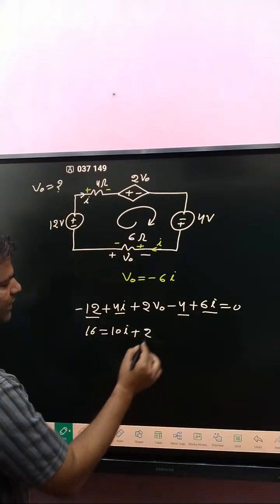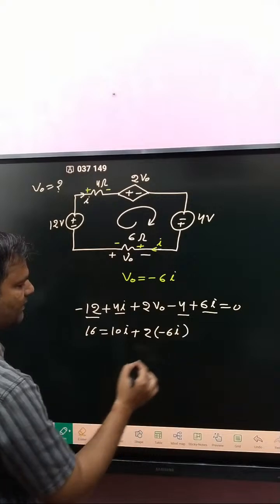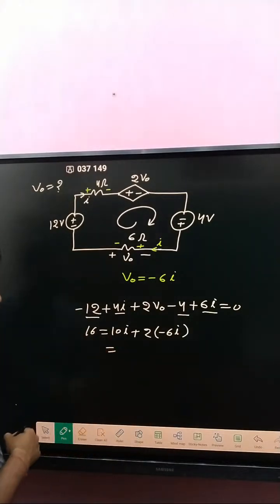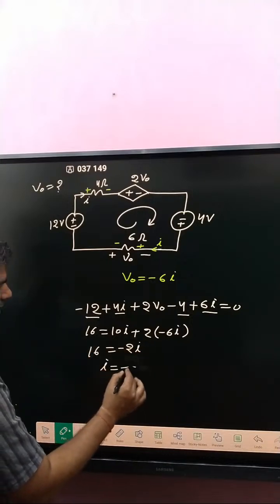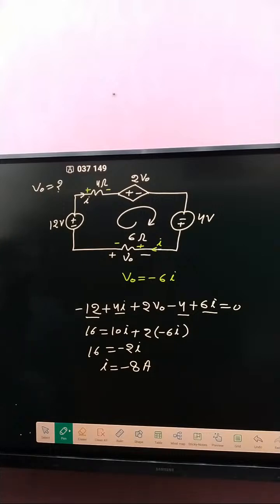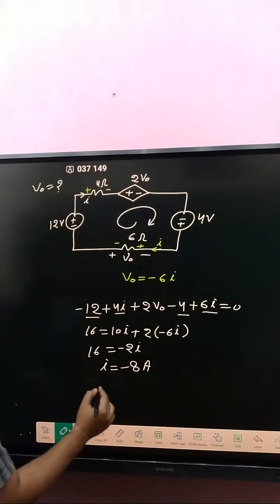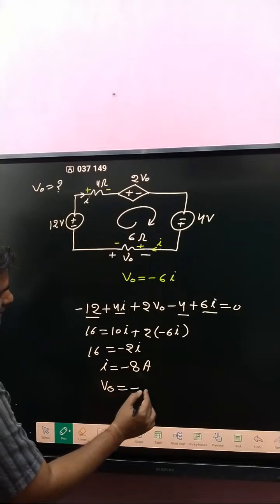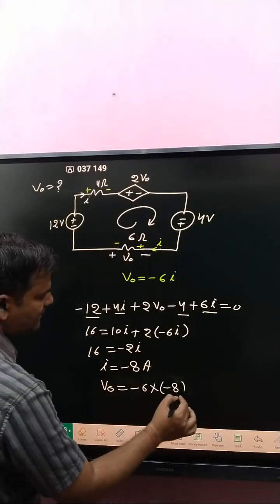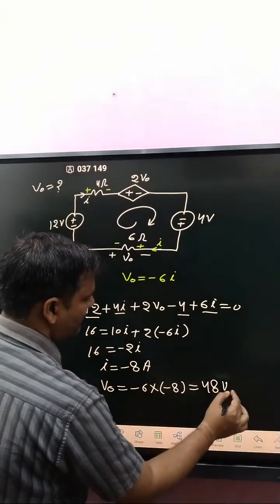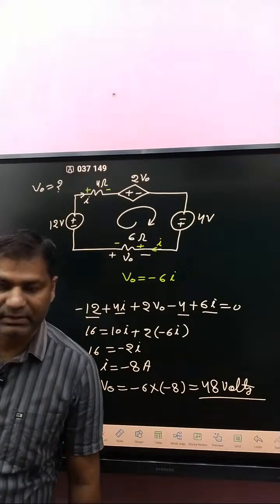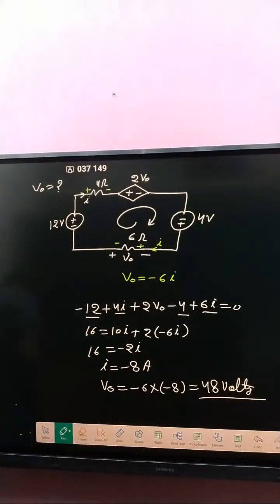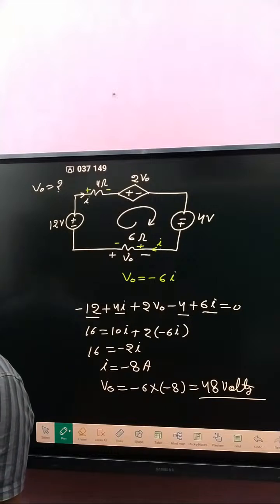Plus 2, V0 is minus 6 into I. So minus 12 plus 10, that is minus 2I. So I is equal to minus 8 ampere. I is how much? Minus 8 ampere. So what about V0? V0 is written minus 6 into minus 8, that is plus 48 volt. This is the right answer. Make it. If anyone faced difficulty, then comment it. I will discuss again if anyone faced difficulty in any step.